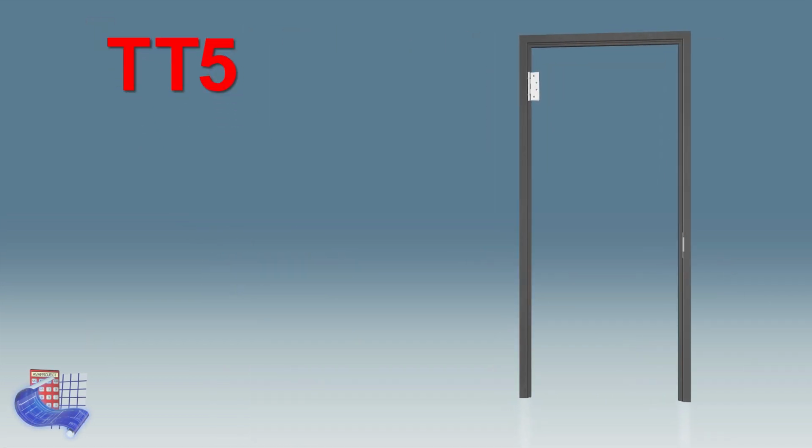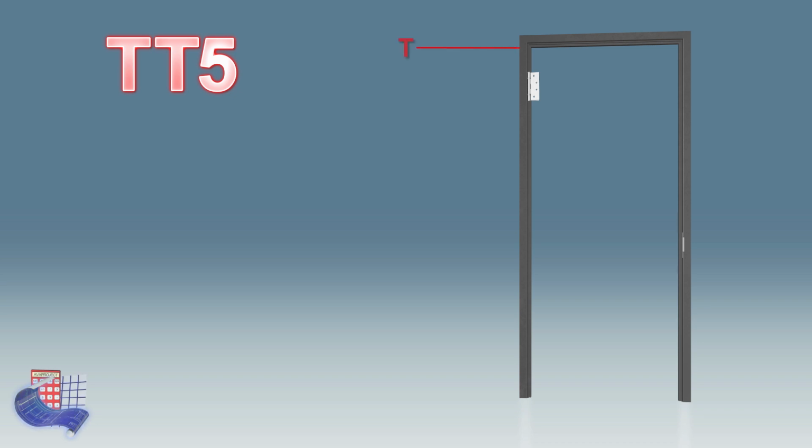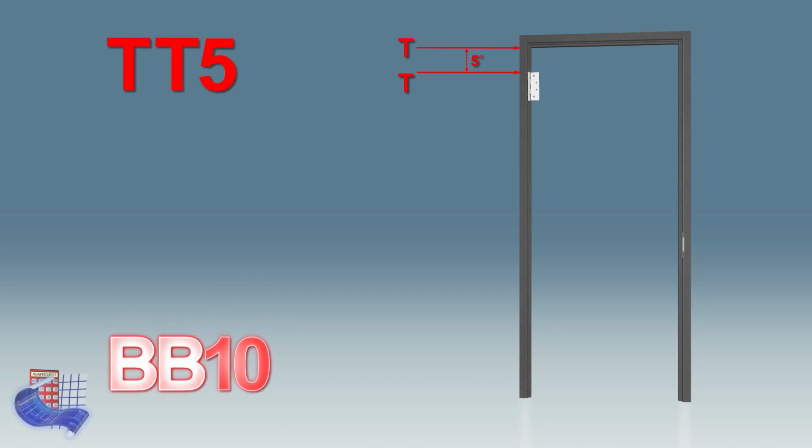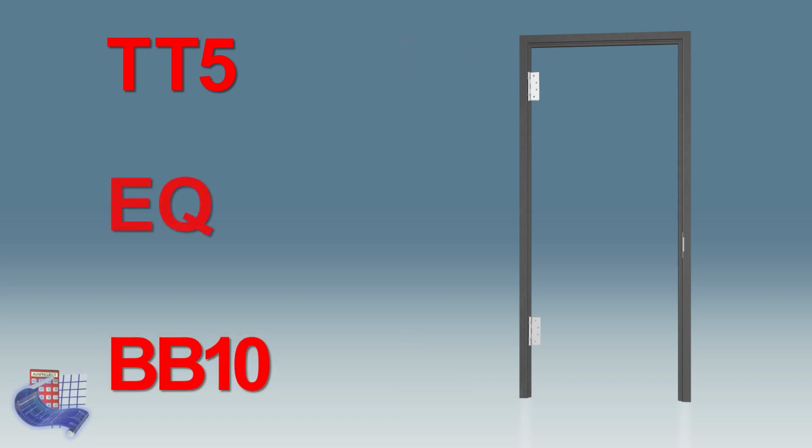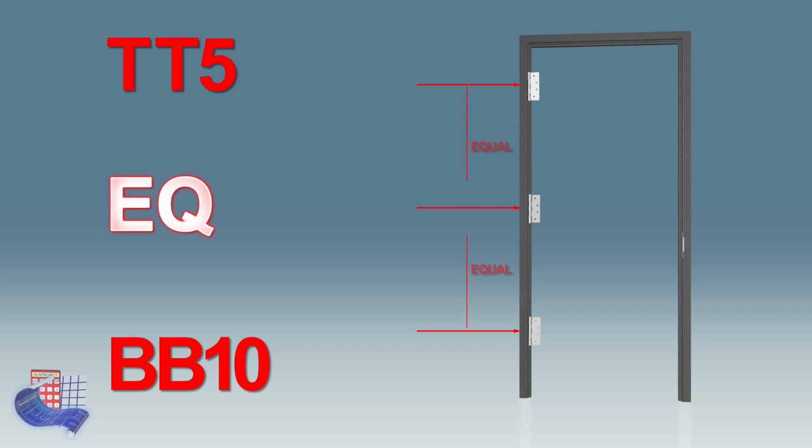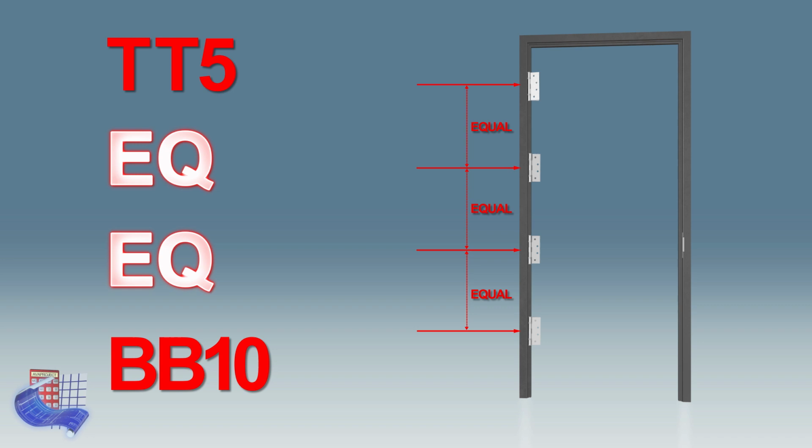For example, TT5 indicates a position of 5 inches from the top of the frame to the top of the hardware item. Similarly, BB10 indicates a position of 10 inches from the bottom of the frame to the bottom of the item. In situations where multiple hinges are required, the abbreviation EQ is often used to indicate that the remaining hinges should be positioned equidistantly between the first two. The number of hinges is determined by the manufacturer's specification given the height of the opening.